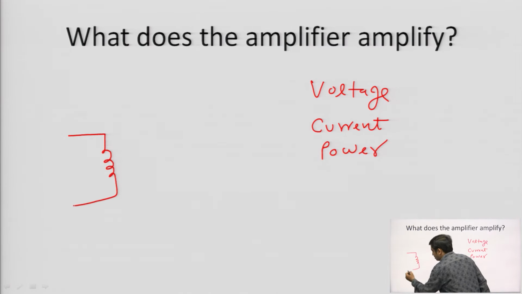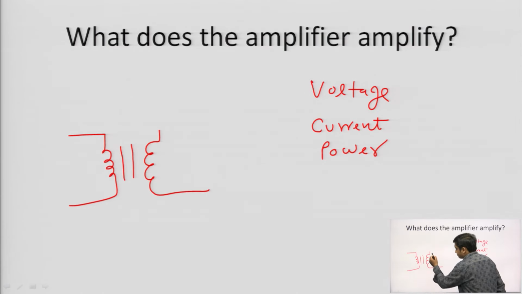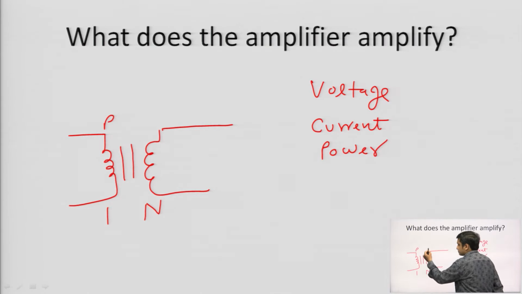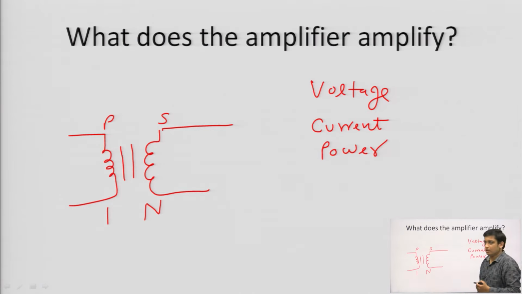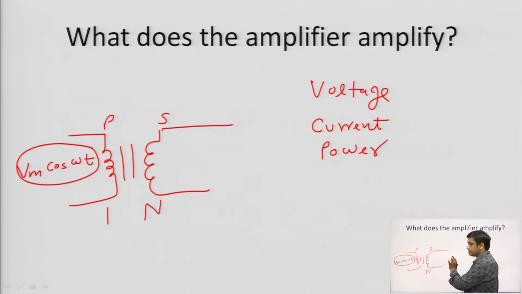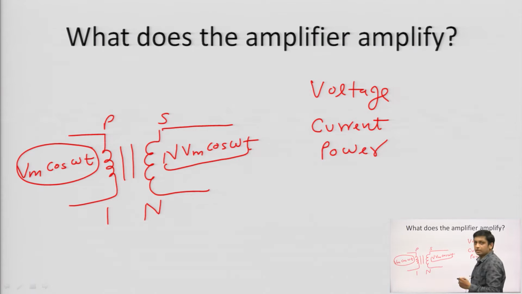In a step up transformer, what happens if the turn ratio is 1:n, right? This is your primary, this one is your secondary, and if we apply a signal Vm cos omega t at the primary, what will be the voltage appearing at the secondary? Since the number of turns at the secondary is n, the voltage at the secondary will be n times Vm cos omega t. So, see, your step up transformer is amplifying your voltage, it is increasing the level of voltage.